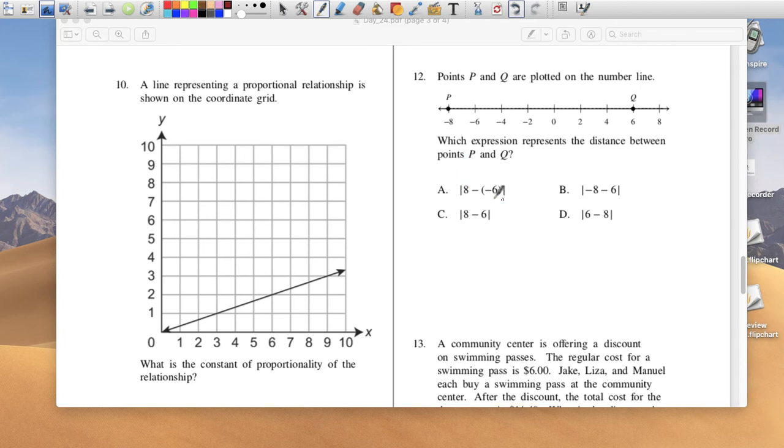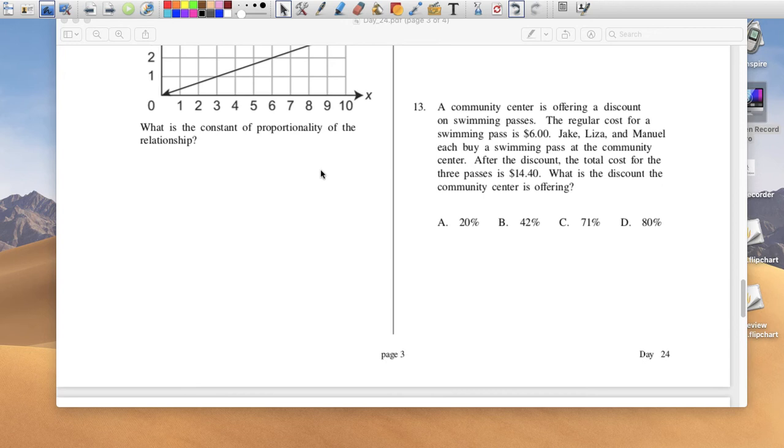Unless I'm making one and I can't see it, because 8 plus 6 is 14. And negative 8 plus negative 6 is also negative 14. And if you take the absolute value of both, it also equals 14. Huh. Don't know.